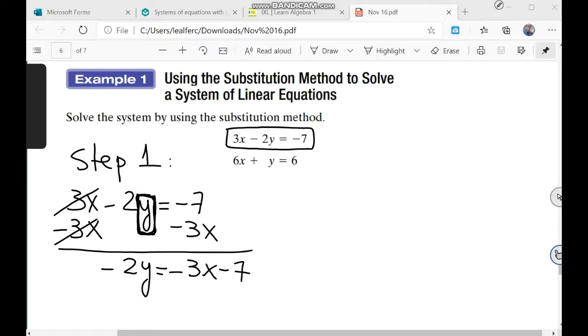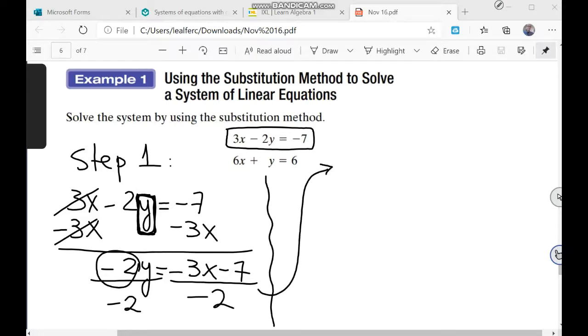Now we still have this negative 2 here that we don't want. So divide both sides by negative 2. And we will have negative 2 divided by negative 2, which is 1, y equals negative 3 divided by negative 2, which is 3 over 2, x. And negative 7 divided by negative 2, negative over negative is positive, 7 divided by 2.